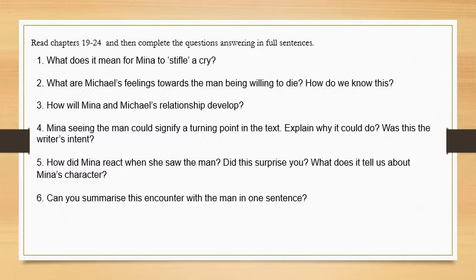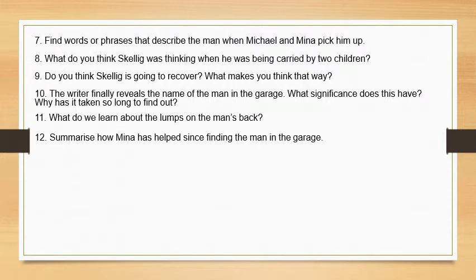Okay, number 7, find words or phrases that describe the man when Michael and Mina pick him up. Number 8, what do you think Skellig was thinking when he was being carried by 2 children? Number 9, do you think Skellig is going to recover? What makes you think that way? Number 10, the writer finally reveals the name of the man in the garage. What significance does this have? Why has it taken so long to find out?